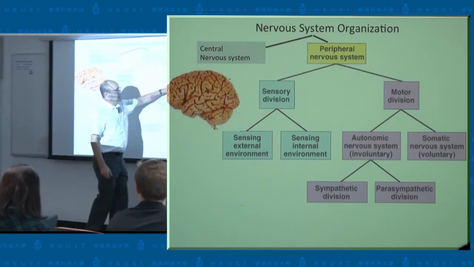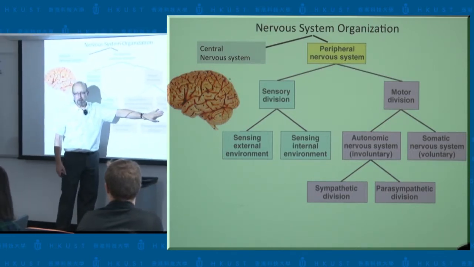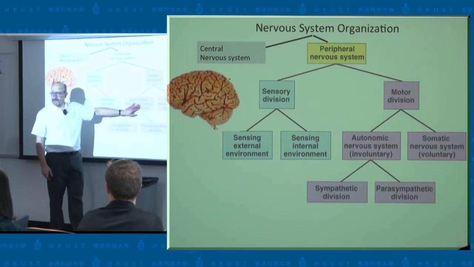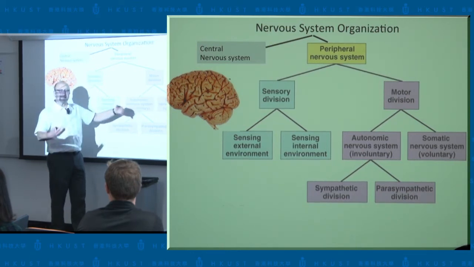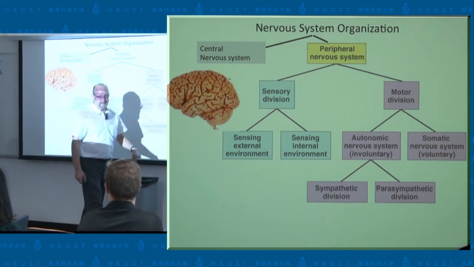Under the motor division, we have these two categories, both of which have been subjects of considerable attention in neuroengineering. There's the autonomic nervous system, which is oftentimes confused with the word automatic, but it almost means the same thing, self-controlling part of the nervous system, and somatic, voluntary.